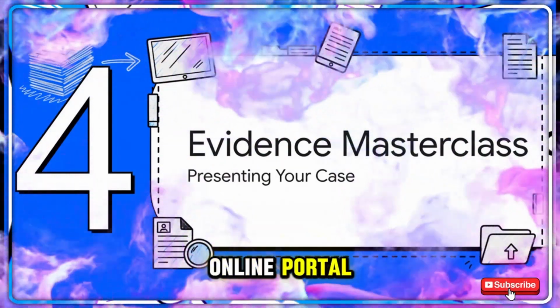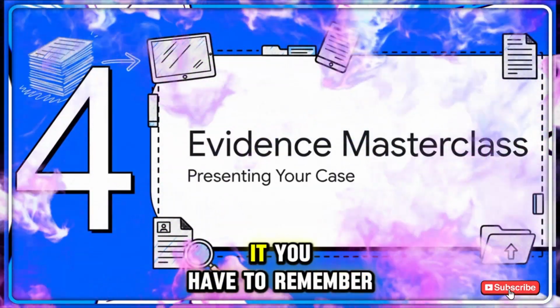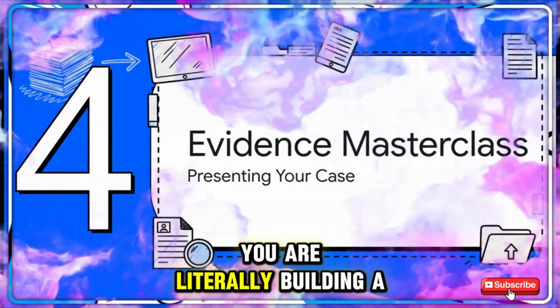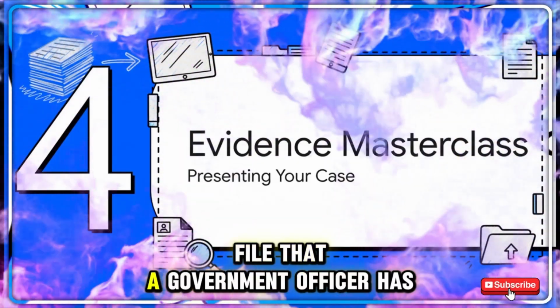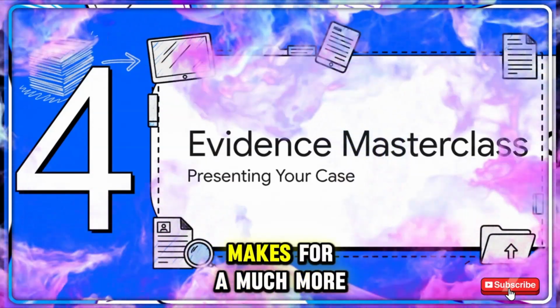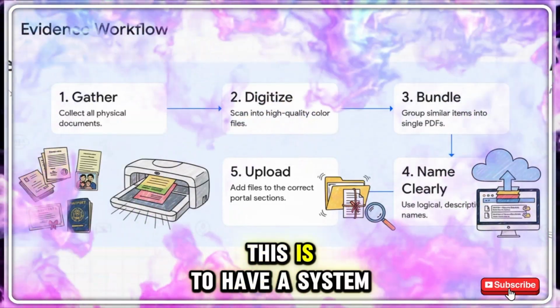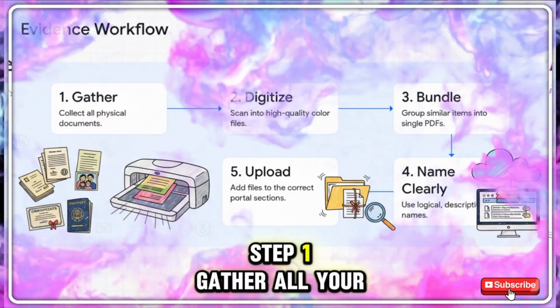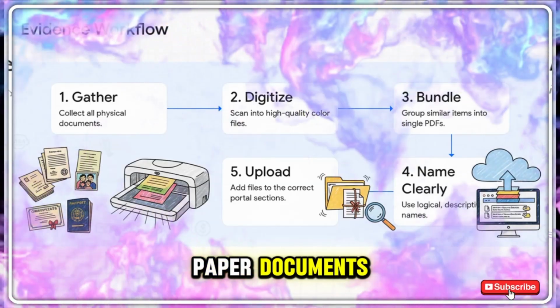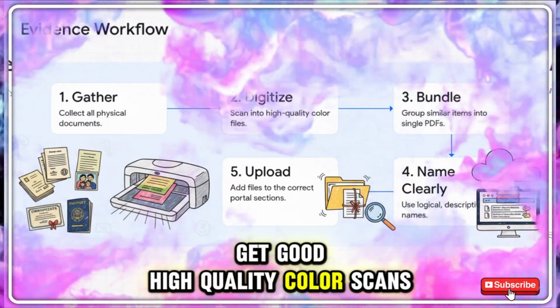With the online portal, it is not just what you upload, it is how you upload it. You have to remember, you are literally building a digital case file that a government officer has to review. A clean, organized submission makes for a much more compelling case. The best way to do this is to have a system. Step 1, gather all your paper documents. 2, digitize them. Get good, high-quality color scans.